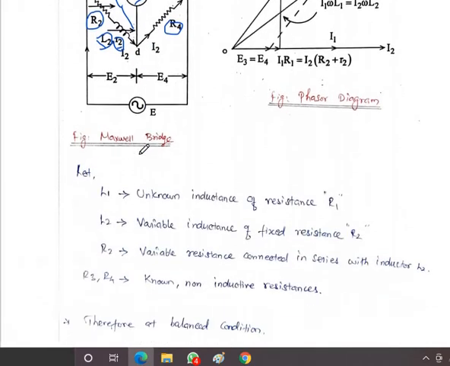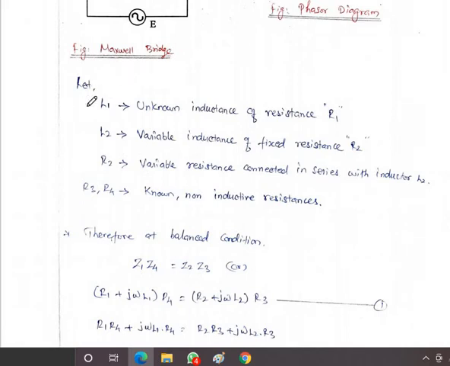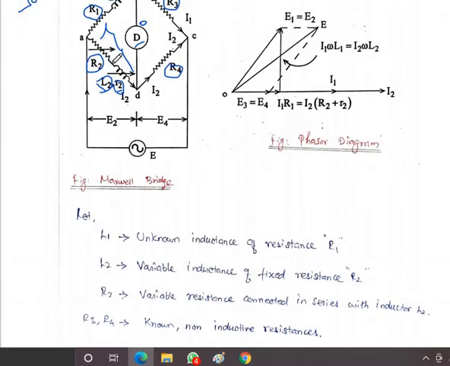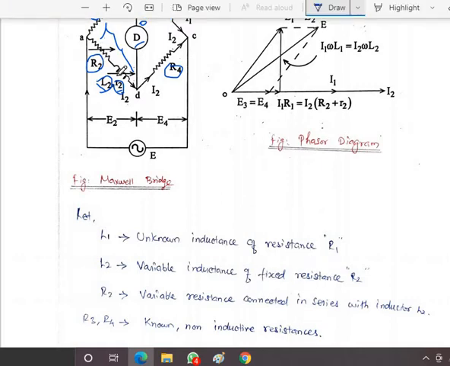When the detector reads zero, the circuit is in balanced condition. Here I have to mention each and every component name. L1 is the unknown inductance with resistance R1, and L2 is a variable inductance with resistance r2. Here r2 is the resistance connected in series with L2; it may be fixed or variable. So we have to mention small r2 here.